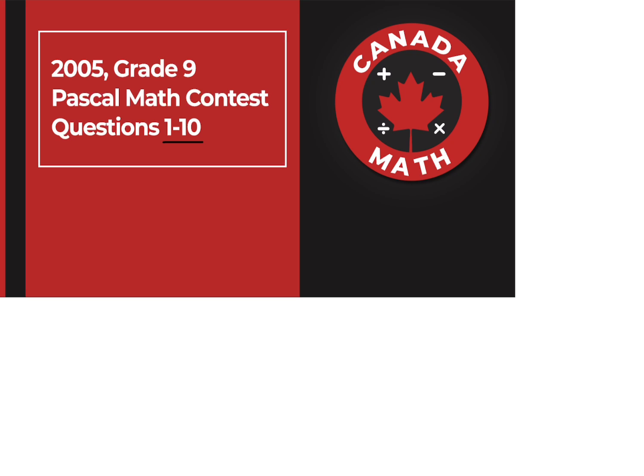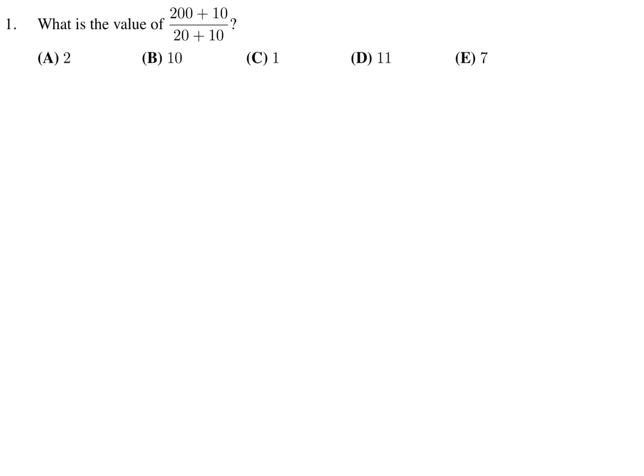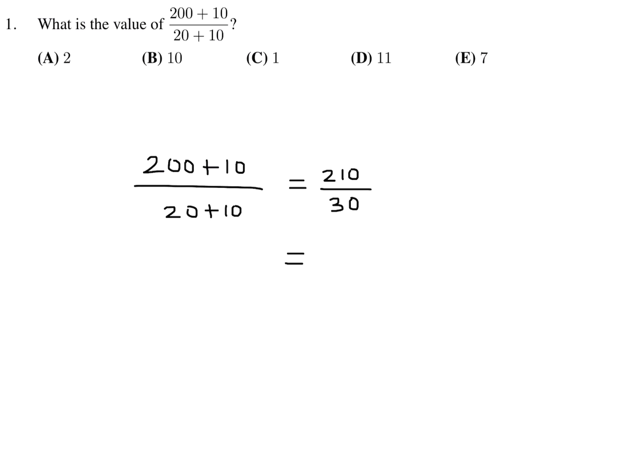Questions 1 through 10 on the 2005 Grade 9 Pascal Math Contest. What is the value of 200 plus 10 over 20 plus 10? The numerator is 210, the denominator is 30. And if you divide 210 by 30, you get 7. So number 1, the answer is E.